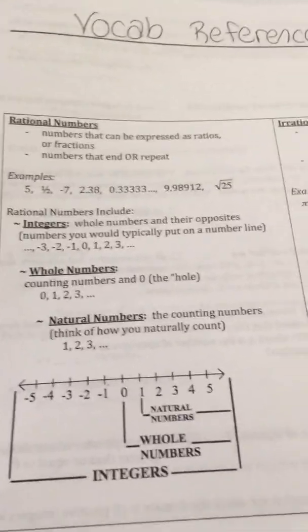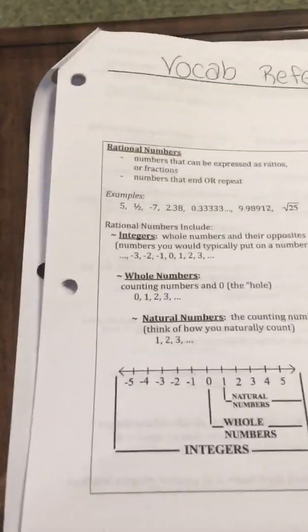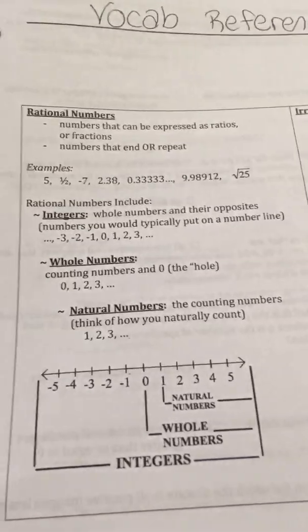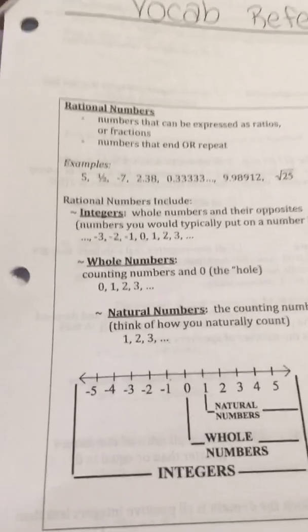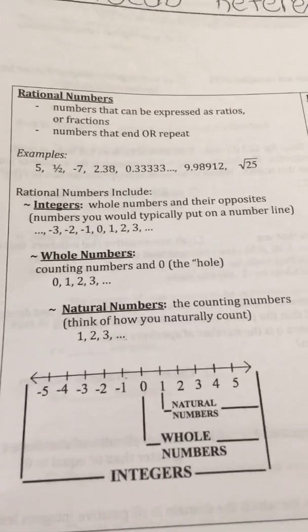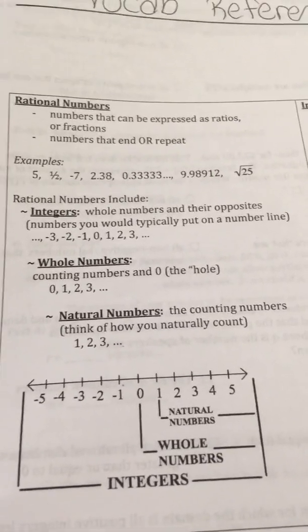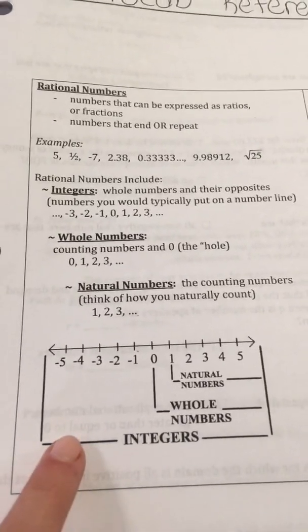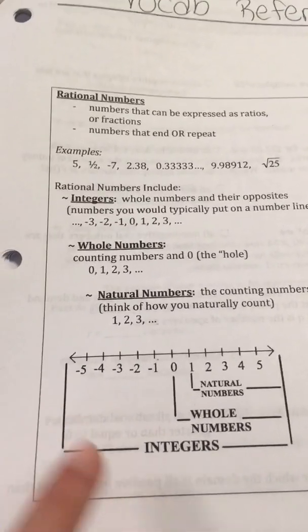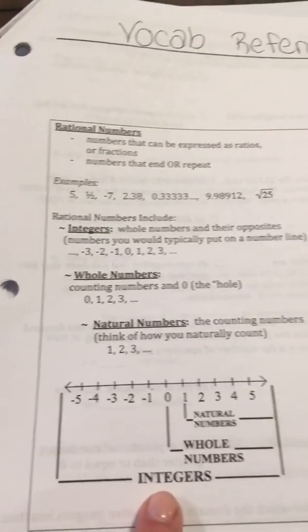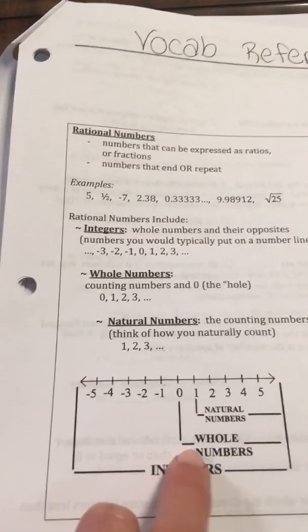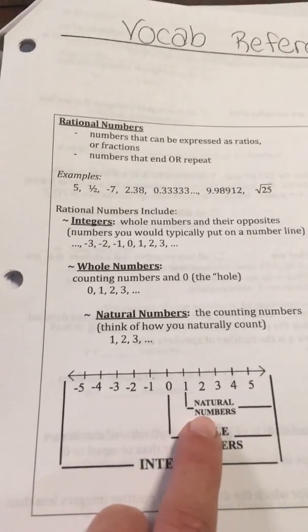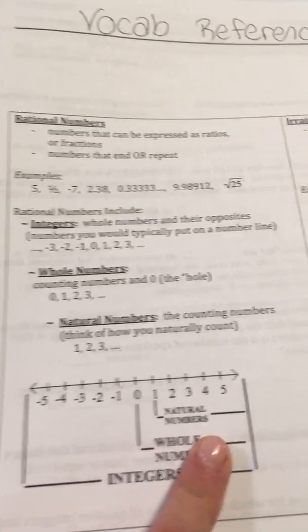So you have your rational numbers, which can be expressed as ratios or fractions, numbers that end or repeat. So anything that's a fraction, whole number, negative whole number, a repeating decimal like 0.3 repeating, that would be 1/3. These include your integers, which are all the numbers on the number line. So the negative and positive whole numbers. The whole numbers, which start from 0 and continue up, only positives. And the natural numbers, how you naturally count: 1, 2, 3, 4, 5.